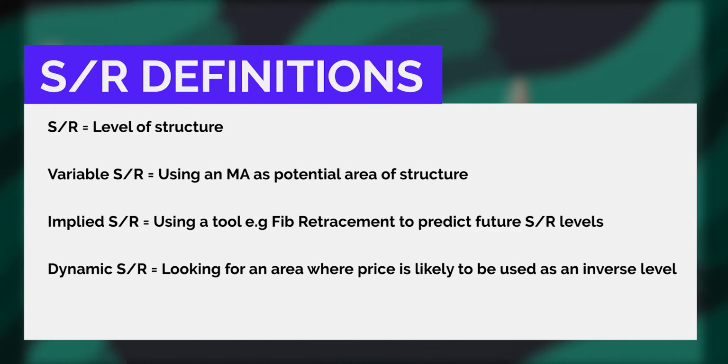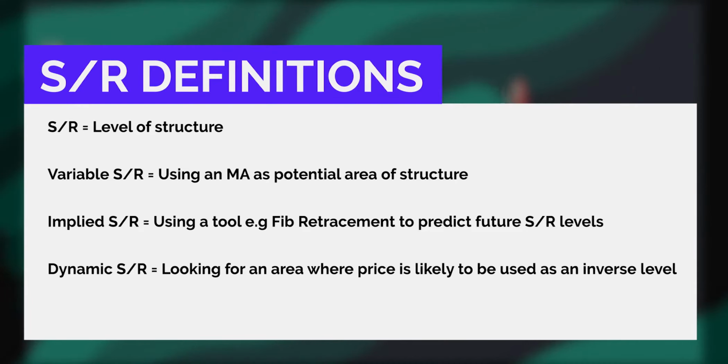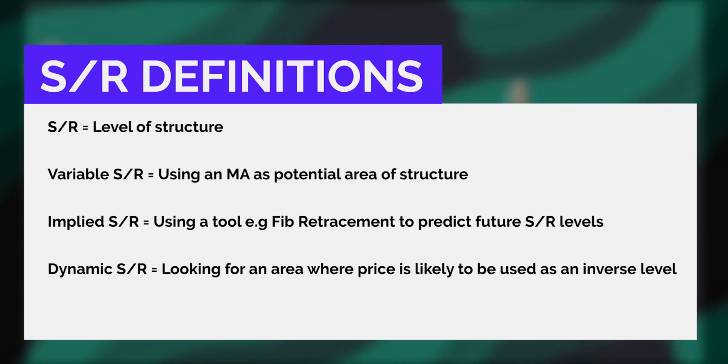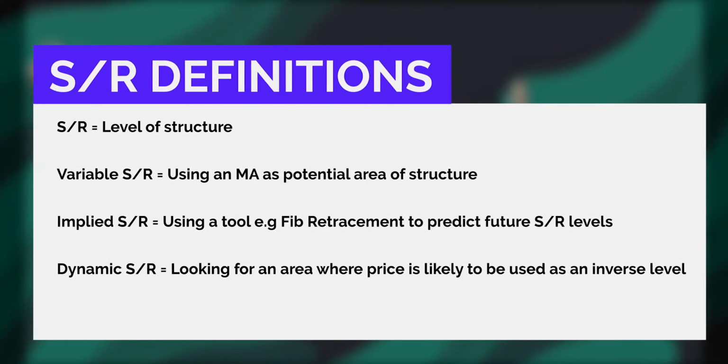Variable support and resistance is using a moving average as a potential area of structure. Implied SR is using a tool to predict future SR levels, such as a Fibonacci retracement tool. And dynamic SR is an extension of the regular SR, and it is just looking for an area price is likely to be used as a previous level of structure again, but now as the inverse compared to the last time.